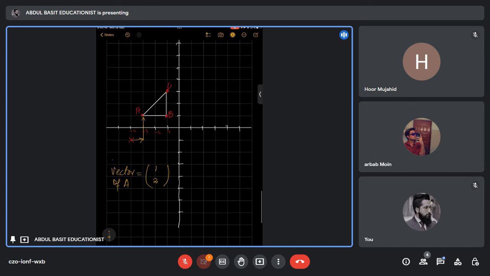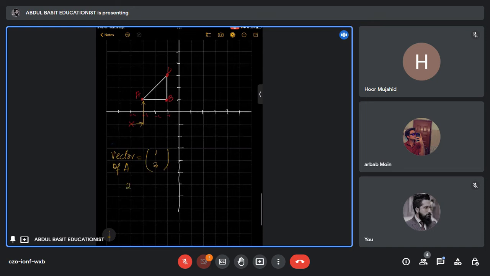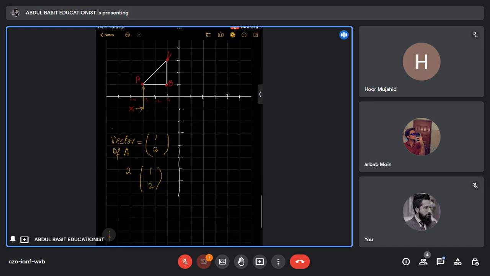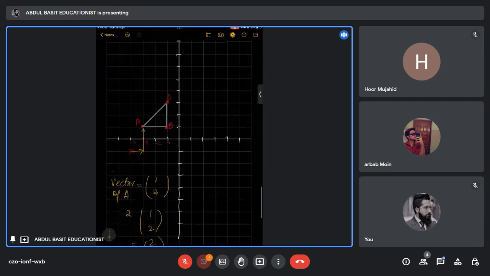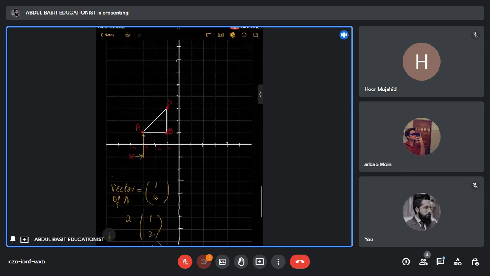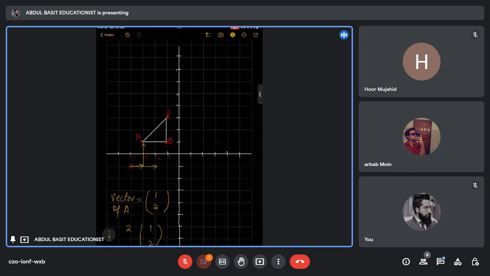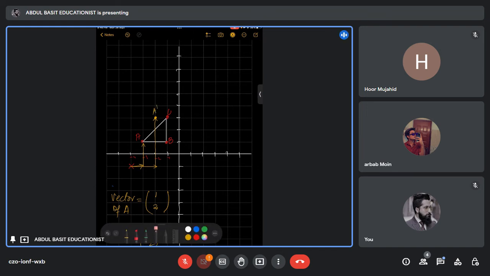So the scale factor is double. So multiply the given vector with 2. So it would be 2 and 4. So let's go from the center 2 and 4. So 2 towards right, this one, and 4 up. So this is the point, and the name of the point is A dash. Now I'm removing the lines in order to remove the confusion. Okay, now we got this.